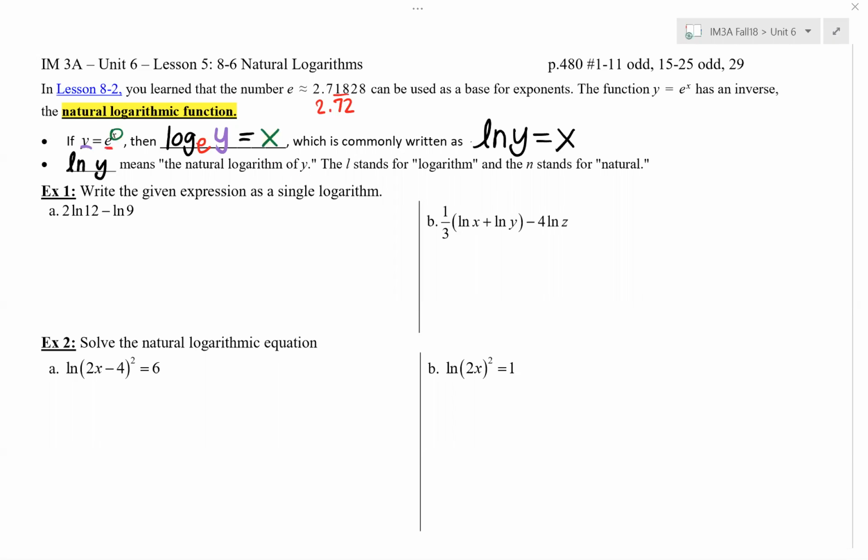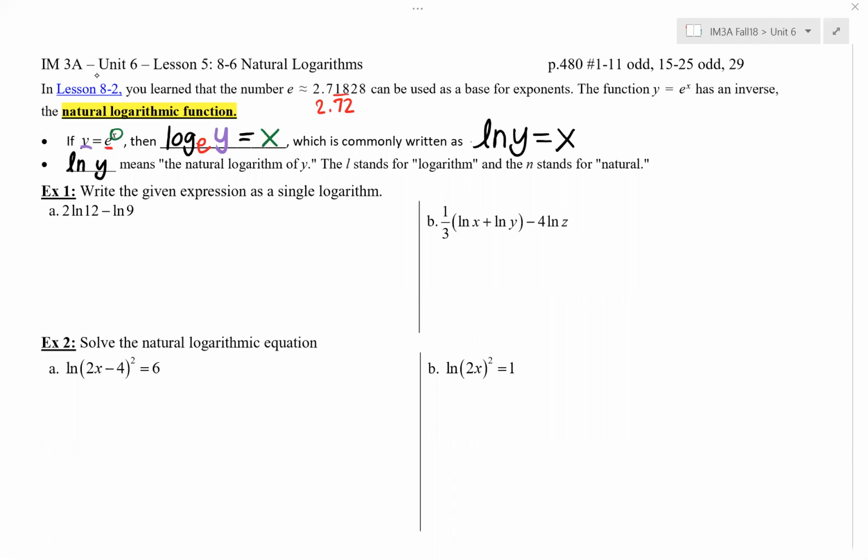All of the properties that we've talked about throughout Unit 6 hold for natural logarithms. What we're going to do today is review a little bit of everything that we've done to evaluate and solve natural logarithm expressions and equations. For example 1, we're condensing, writing a given expression as a single logarithm. Example 1a is 2 ln of 12 minus ln of 9.